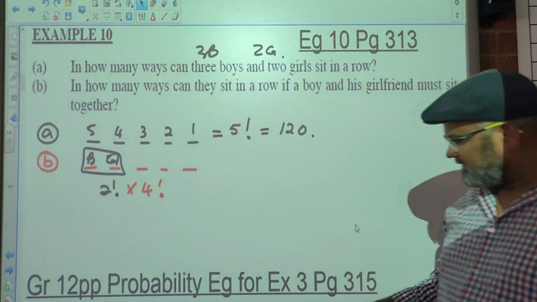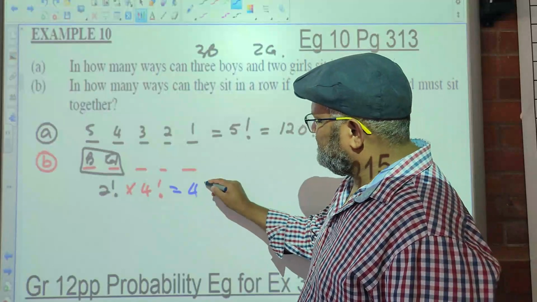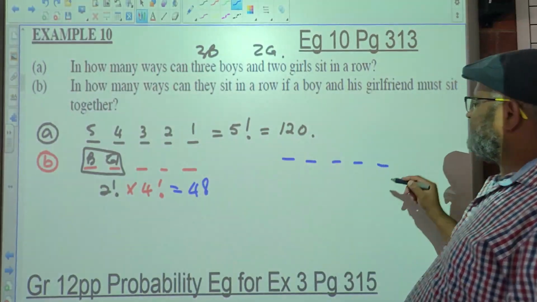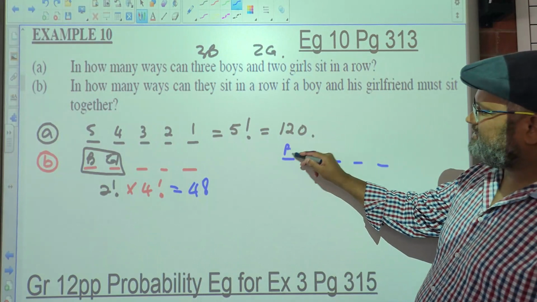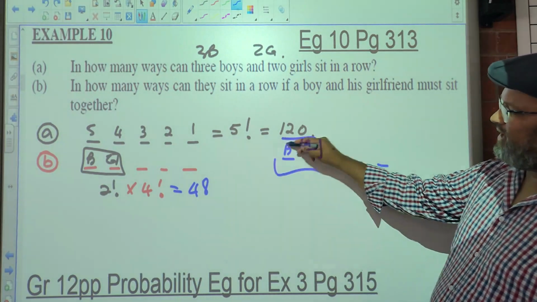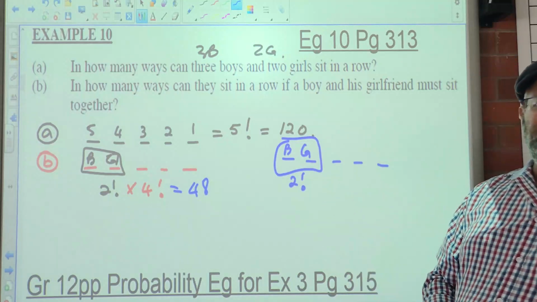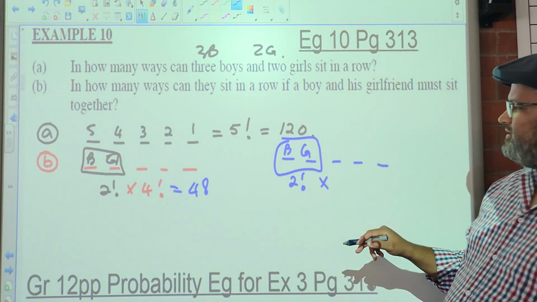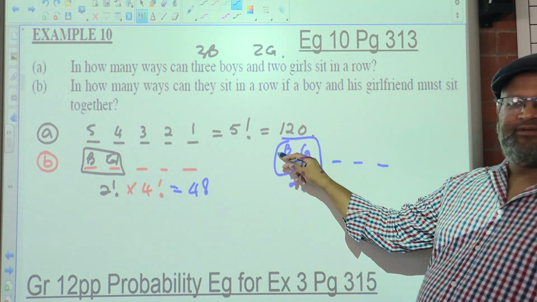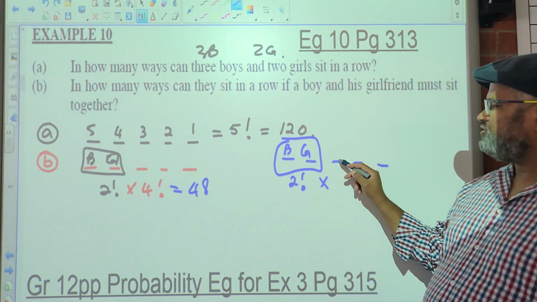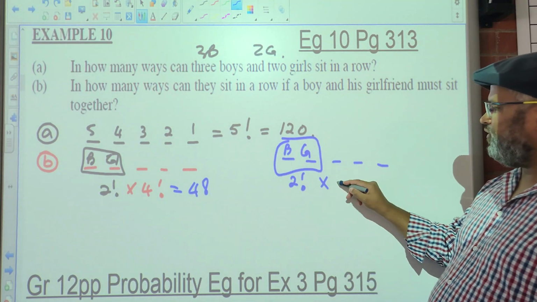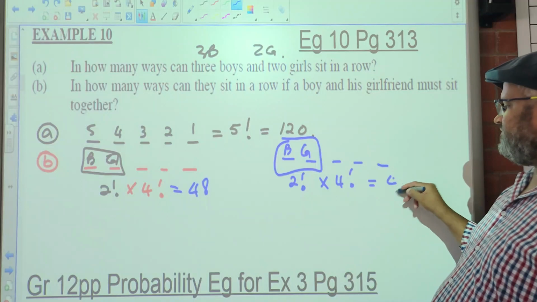Okay. So how do we look at this? We say, okay, it's 1, 2, 3, 4, 5. The boy and the girl we bind. They're bounded now. So they can sit in how many ways? 2 factorial. Multiplied by, this now is 1 bit. 1, 2, 3, 4. 4 factorial. And that's how we get 48.